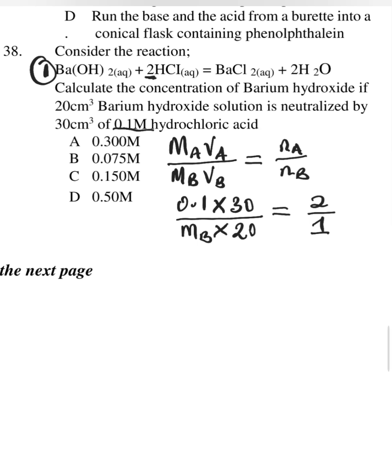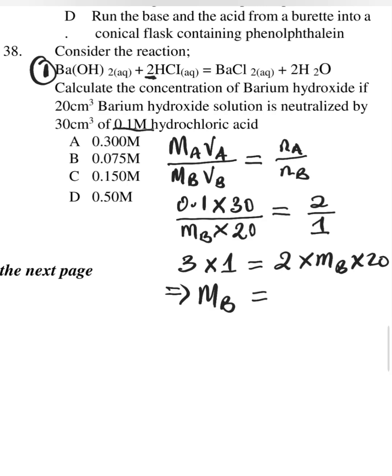Then from there we cross multiply. We're going to have 0.1 times 30, that would give us 3, times 1, should be equal to 2 times molarity of base times 20. And so molarity of base will be equal to 3 times 1, which is 3, divided by 2 times 20, which is 40. And this gives 0.075 molar, corresponding to option B.